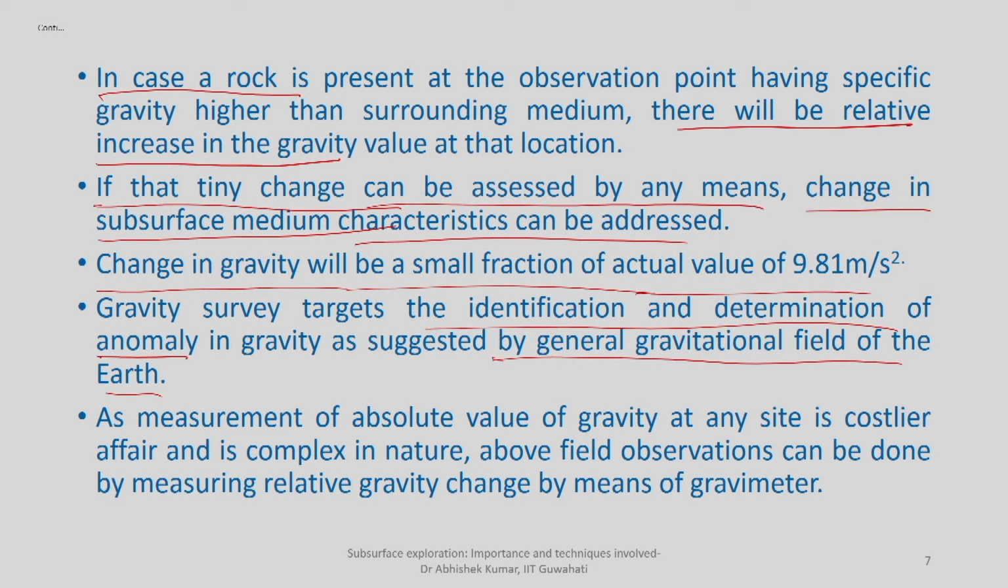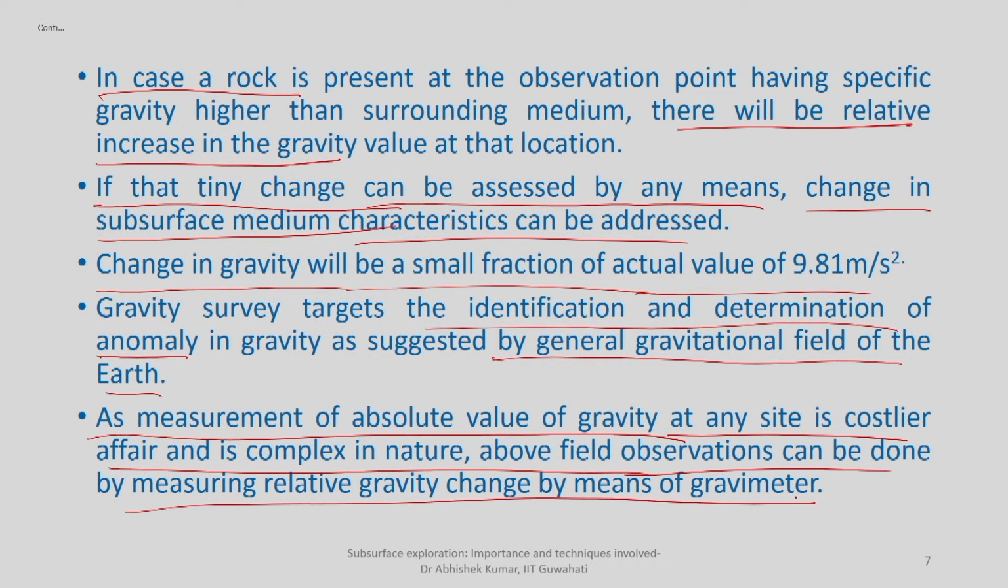of the earth. Now, measurement of absolute gravity at the site is very costly, as I highlighted earlier, but we are not interested in the actual gravity value. Our purpose will be solved if you are able to find out the change in gravitational force, or the relative gravity. So, the above field observation can be done by measuring the relative gravity. The instrument we use is known as a gravimeter. We can set the instrument at the first observation point, and from there onward try to find out the relative change in the apparent gravity, or the difference in the relative gravity value at different observation points.